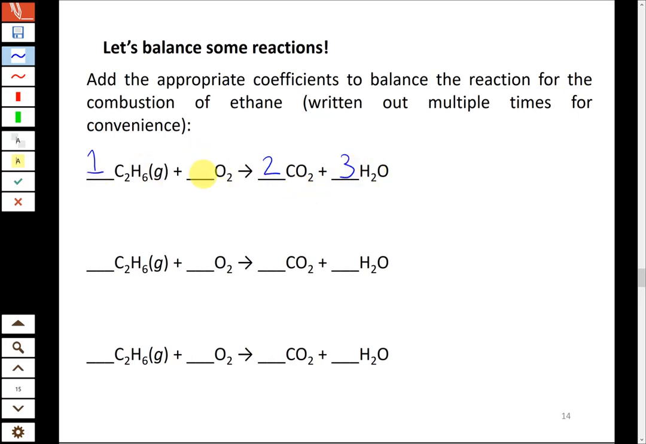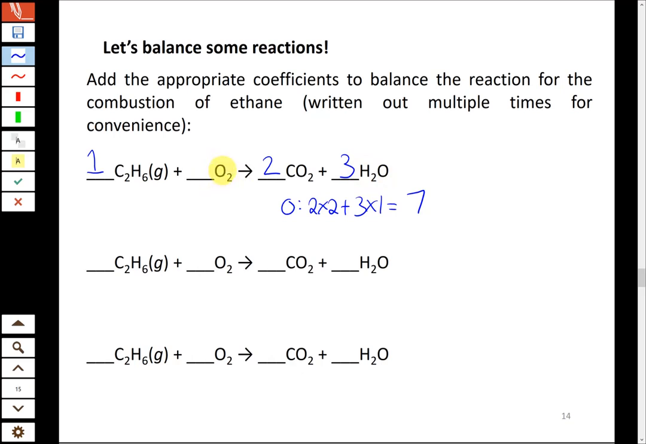We just have to figure out how much O2 we need to make sure that oxygen is also balanced. So on the right side of the equation, where we've already set the coefficients, for oxygen we have 2 times 2 from carbon dioxide, and then we have 3 times 1 from water. So we have 2 carbon dioxides that have 2 oxygens each, 3 waters that have 1 oxygen each, and that's going to be a total of 7 oxygens on the right. So we have 7 oxygens on the right, we need 7 on the left.